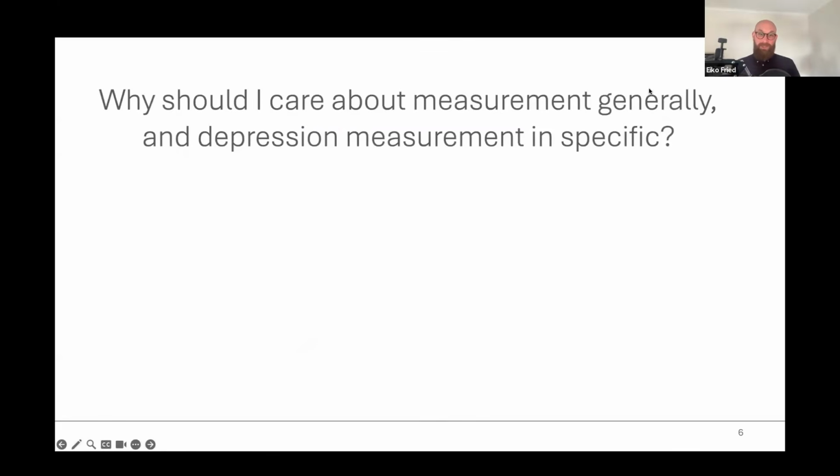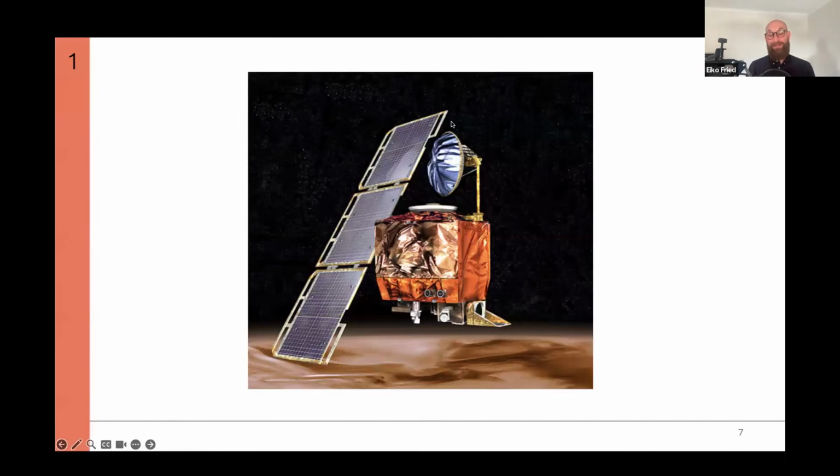I want to start with the question why you should care about measurement in general and depression measurement in specific. This is more fun with a live audience in a room, but we'll try it anyway. Try to think along. So I guess many of you will know what this is. This is a little Mars orbiter. I think it spent around 285 days in the cold, dark space between 98 and 99. So I don't know, roughly 10 months or so.